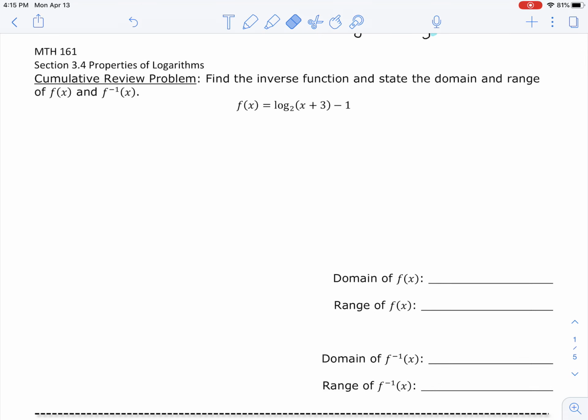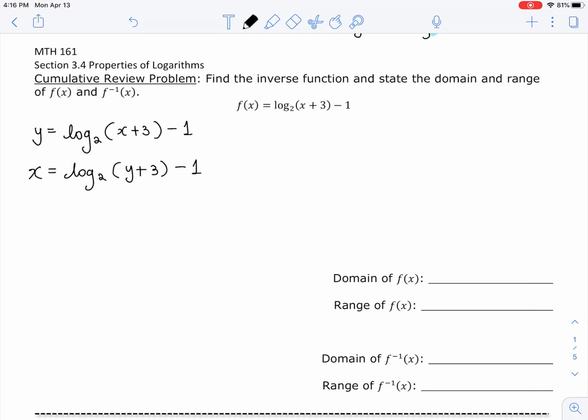Find the inverse function and state the domain and range of f of x and f inverse of x. We do know how to find the inverse function, so let's start with that first. First, change your f of x to y. So y equals log base 2 of x plus 3, minus 1. Step number 1 is just changing the name f of x to y. All right, now we are going to switch x and y. So instead of y equals, you're going to have x equals log base 2 of y plus 3, minus 1. That's step number 2.